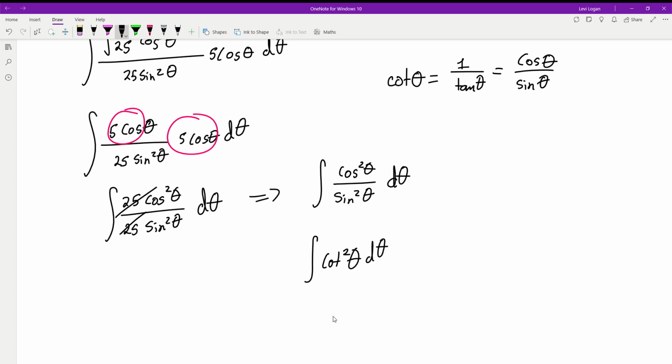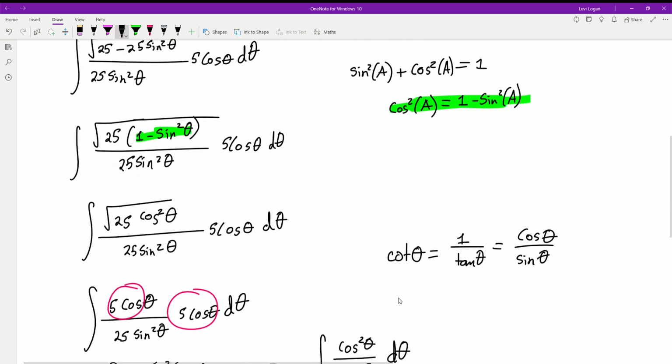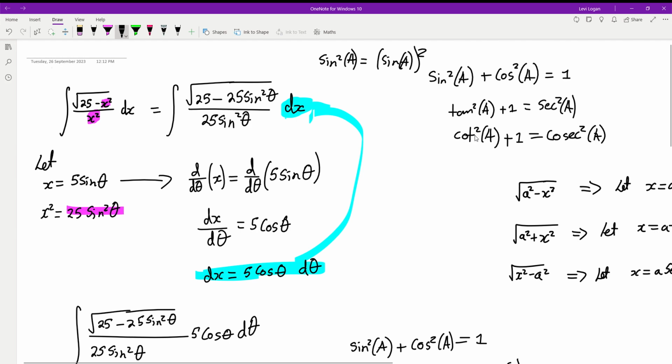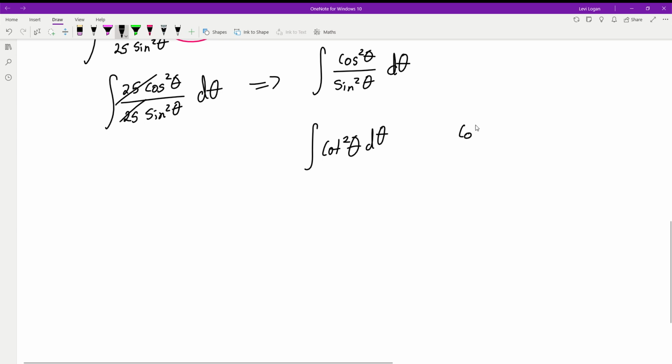Okay, so that's going to be very important because recall our another identity up here. Cot squared of an angle plus 1 is cosec squared of that angle. So that means cot squared of theta is equal to cosec squared of that angle minus 1. We can replace that straight away because it's going to be very easy to integrate that.